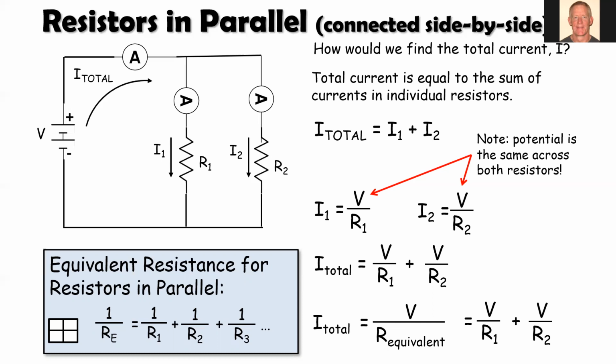And this one's a little bit more complex. In series, we just simply added them. Here we can add the reciprocal values of the resistance to get the reciprocal value of the total equivalent resistance. So 1 over R equivalent equals 1 over R1 plus 1 over R2 plus however many resistors we have in parallel here.